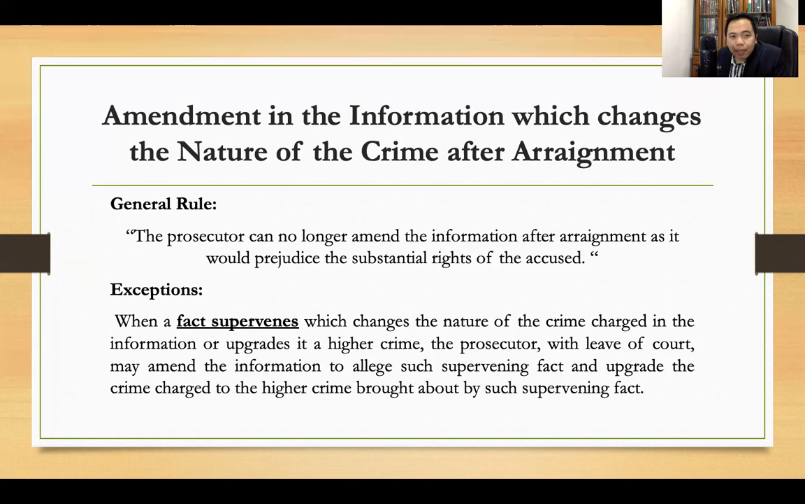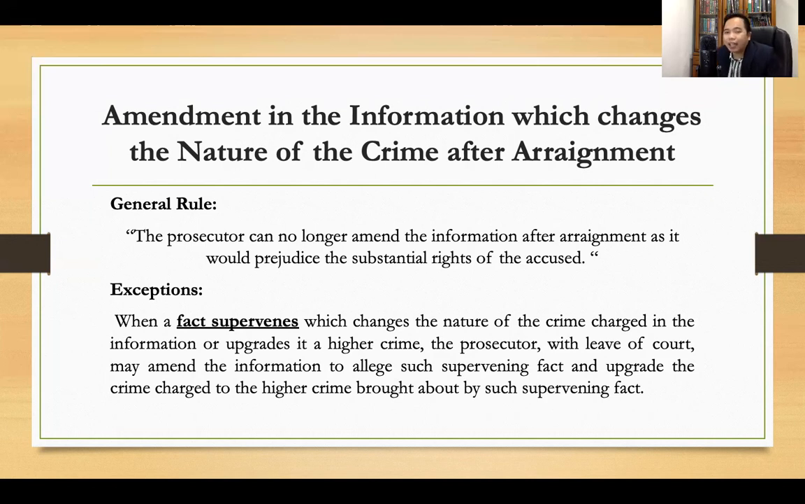Okay. Now, amendment in the information which changes the nature of the crime after arraignment. As a general rule, class, the prosecutor can no longer amend the information after arraignment as it will prejudice the substantial rights of the accused.